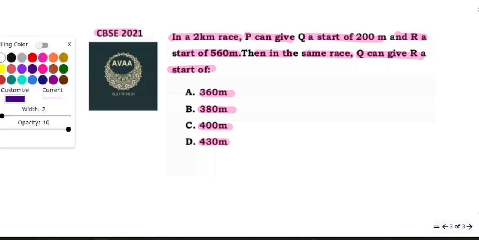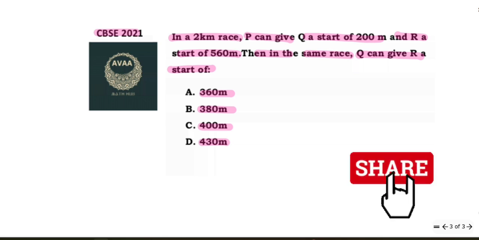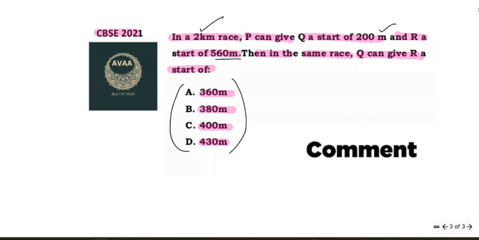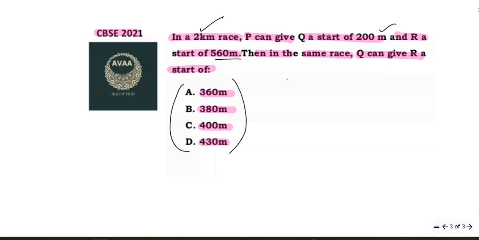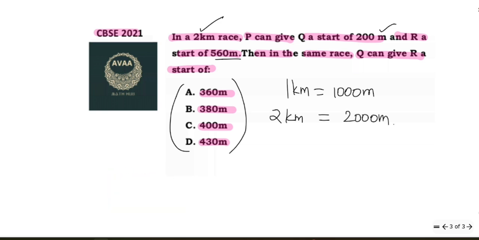Let's think about this. In the question, they have mentioned a 2 kilometer race. We'll better convert that to meters, because the remaining information is in terms of meters only. Not only that, the options have also been given in terms of meters. So first we'll convert our kilometers to meters. We know that 1 kilometer is equal to 1000 meter. So 2 kilometer would be 2000 meter.